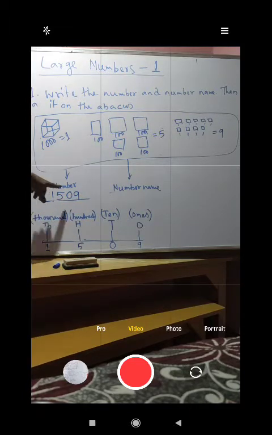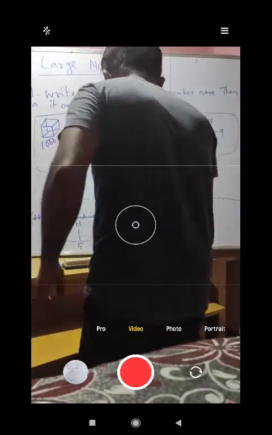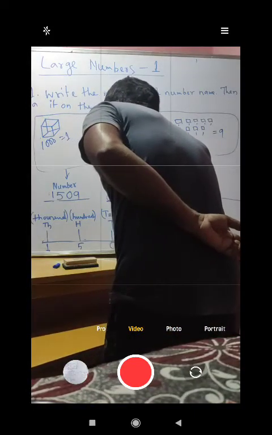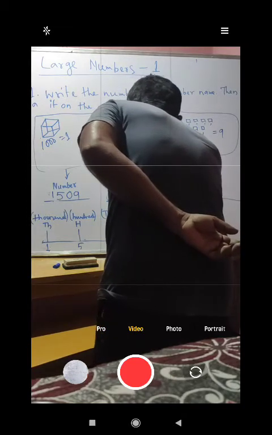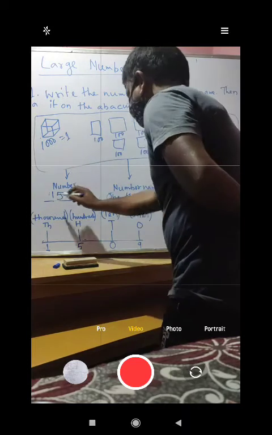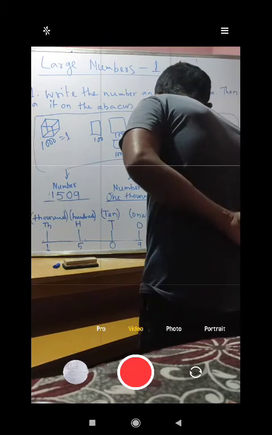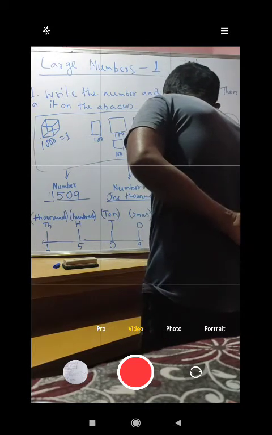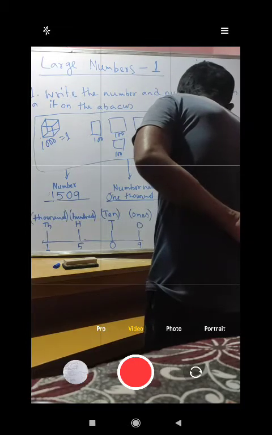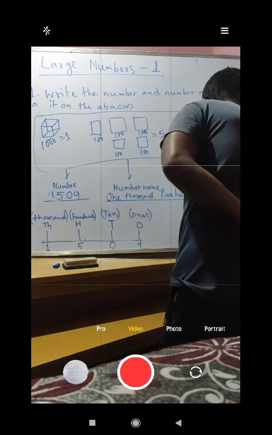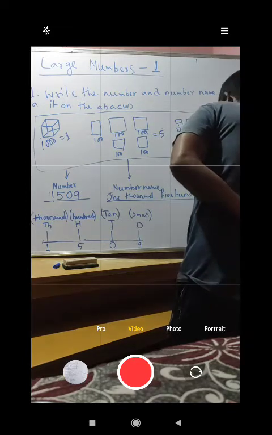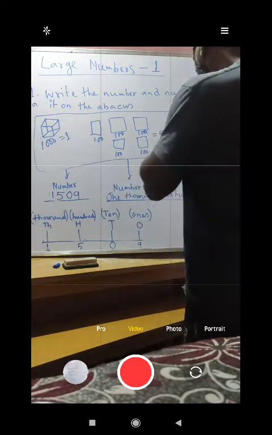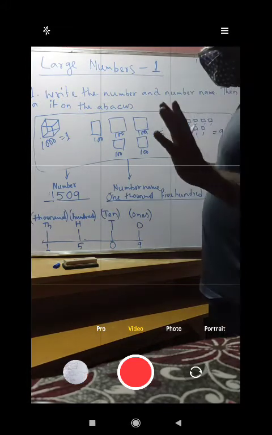Fine, this is your number, and in the number name we will write 1,000, 500 and 9. Okay, so this is the answer. So this is how you need to do this.